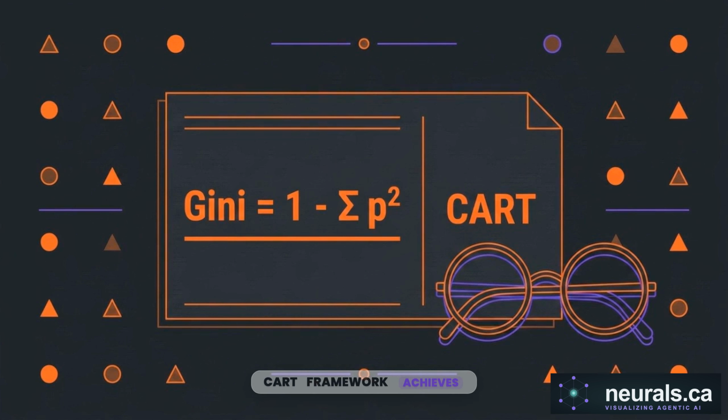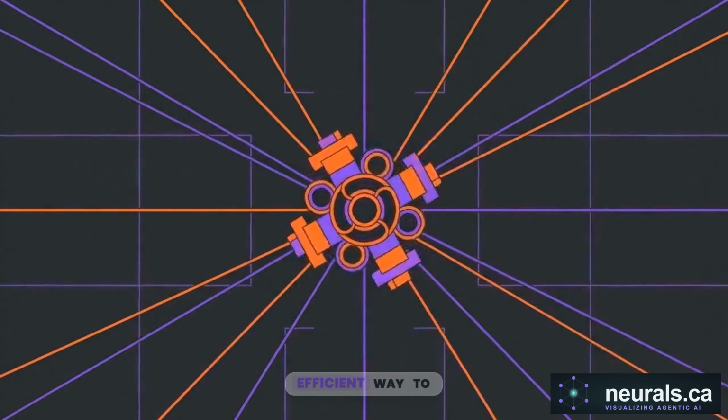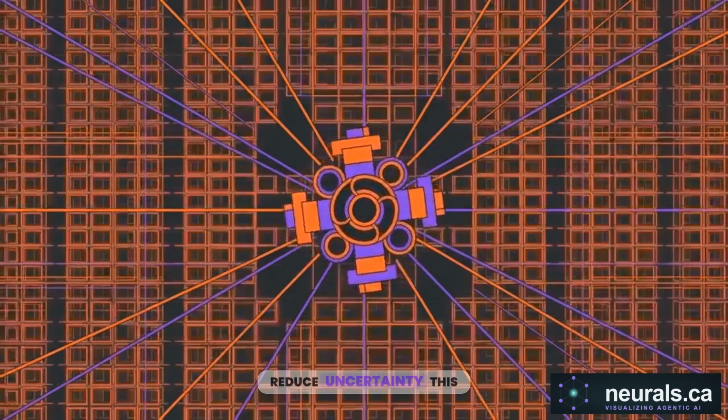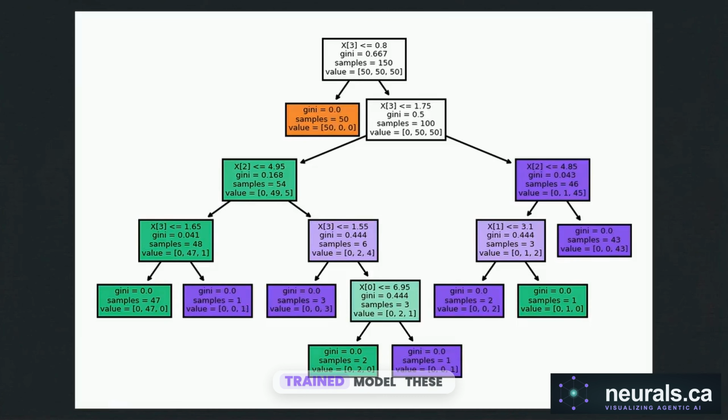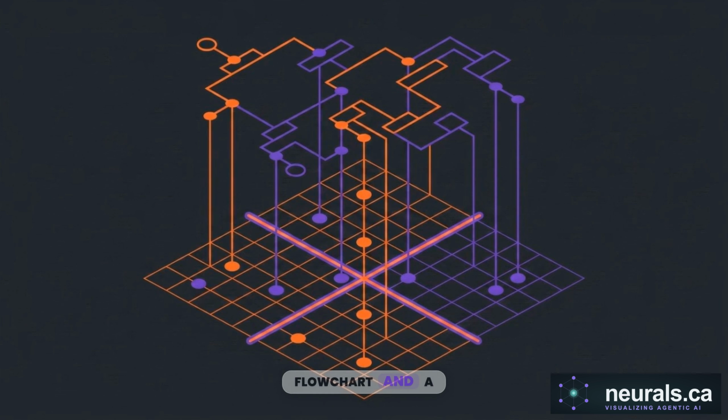Breiman's CART framework achieves the same goal using a different metric called Gini impurity. Information gain acts as the mathematical engine of the tree, ensuring that every new branch is an efficient way to reduce uncertainty. This is a diagram of a fully trained model. These impurity calculations can cascade through dozens of levels in large datasets, splitting the data until the final leaf nodes achieve purity.